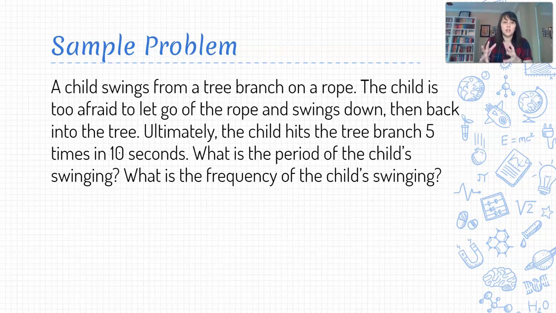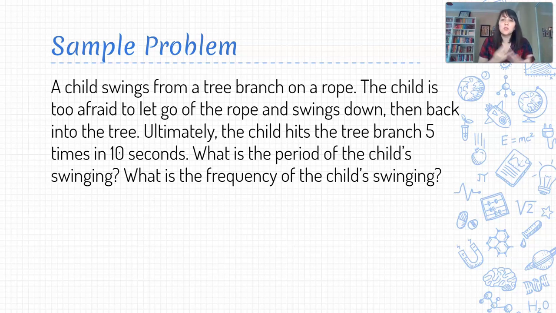So say we've got a kid on a little rope swing, swinging down from a tree branch, okay? So they swing down, they don't let go because they're too freaked out. So then they come back and they like whack their head on the tree branch. Ouch. All right. And that just sort of keeps happening over and over, this poor, dazed, battered child. All right. So it goes back and forth a bunch of times. Ultimately, over the course of 10 seconds, the kid goes out and hits the tree branch 5 times.